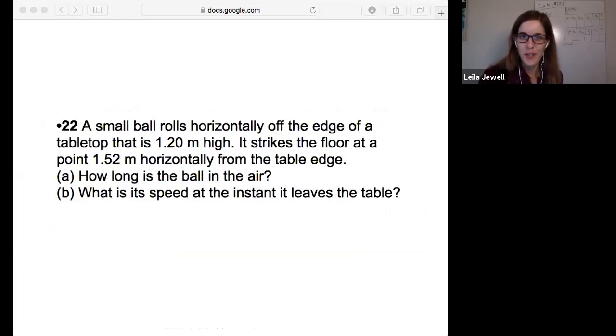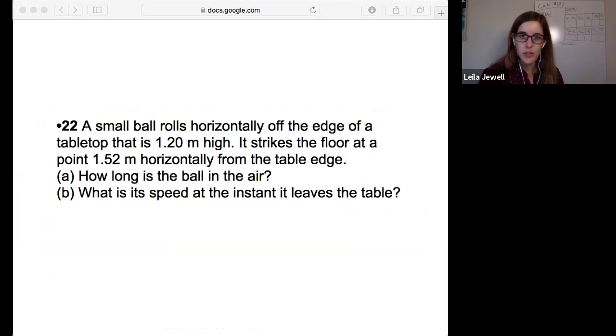One more example from chapter 4, number 22. This is a classic projectile motion problem. It says a small ball rolls horizontally off the edge of a tabletop that is 1.2 meters high. It strikes the floor at a point 1.52 meters horizontally from the table edge. A, how long is the ball in the air? B, what is its speed at the instant it leaves the table?